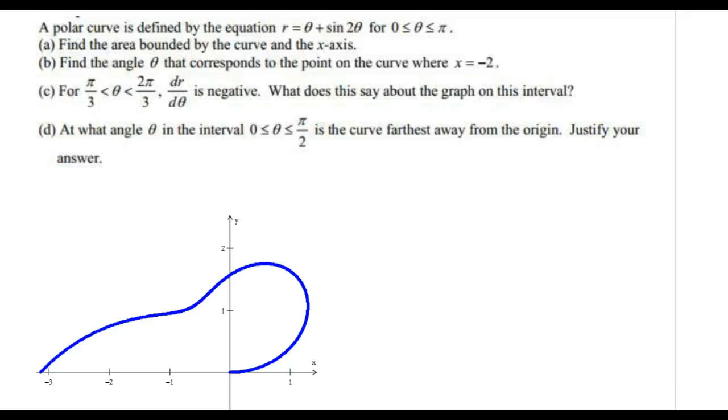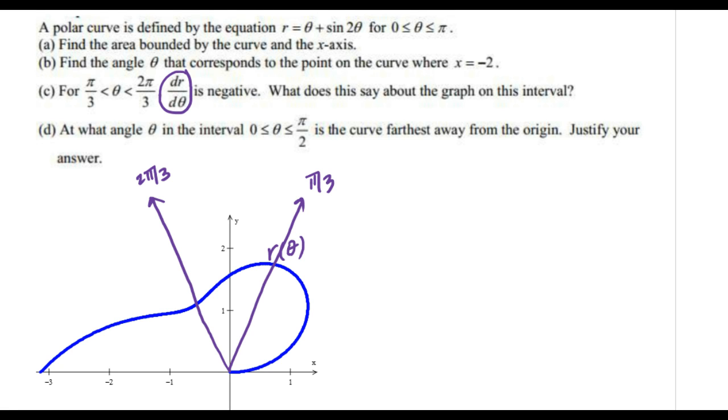Okay, finally, let's answer part C and D. I needed to make some space, so remember, this is my function r of theta. For part C, for angles between pi over 3 and 2 pi over 3, dr d theta is negative. What does this say about the graph on this interval? So they're asking us to make sense of this derivative, dr d theta. So between pi over 3 and 2 pi over 3, let's sketch that out. So pi over 3 is maybe about right here, and then 2 pi over 3 is maybe about right here. So let's say this is pi over 3, this is 2 pi over 3, and this is just to help us try to understand what might be happening. We're told dr d theta is negative.